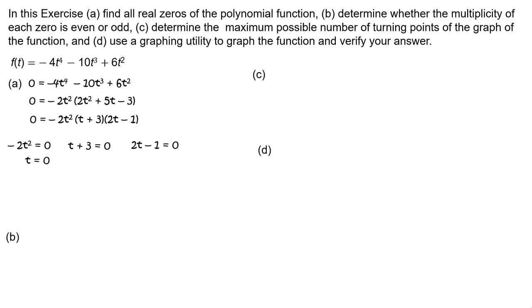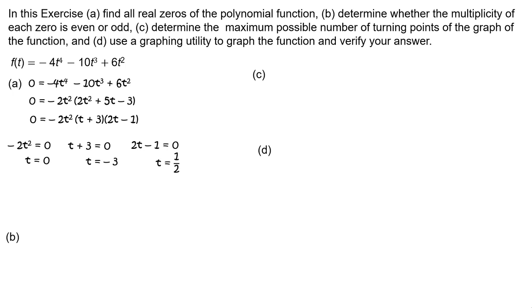To solve the equation negative 2t squared equals 0 for t, first divide each side of the equation by negative 2 and then take a square root of each side of the equation. You will get t equals 0. To solve the equation t plus 3 equals 0 for t, subtract 3 from each side of the equation. You will get t equals negative 3.